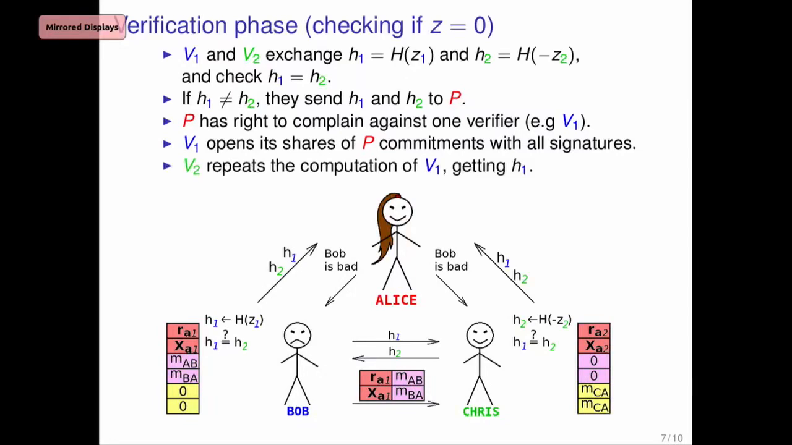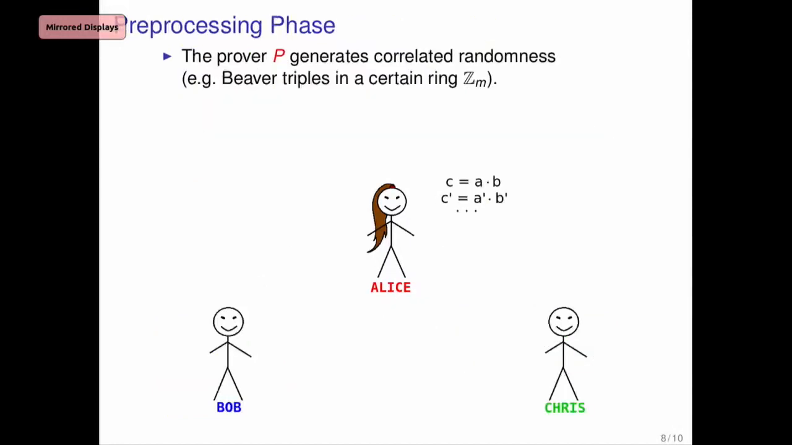And yes, Chris checks who was cheating, whether Alice or Bob. And we were just left with the preprocessing phase, how it happens, because we need to tell how exactly these triples are generated. And this is quite simple.